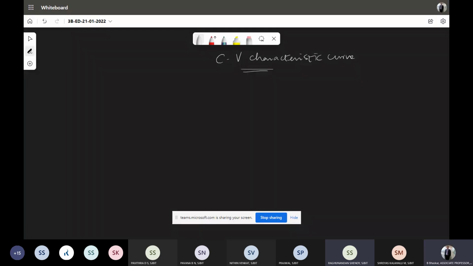This was done in the last class. We had plotted the curve like this. If you can recall, the curve was like this. VGS versus C, the curve was like this. Correct? This is how we plotted.